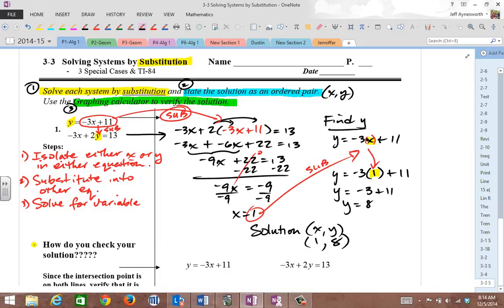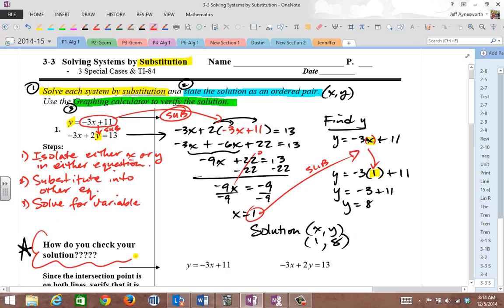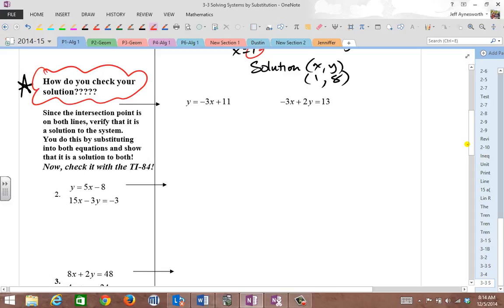But it'd be kind of nice to know how to check your solution here. How do you check that, how do you do it manually, and how do you do it with the TI-84? So let's talk about that. Since the intersection point is on both lines, verify that it's a solution to the system. You do this by substituting into both equations and showing that it is a solution to both. So I need to take this and substitute here, and then substitute in through here.